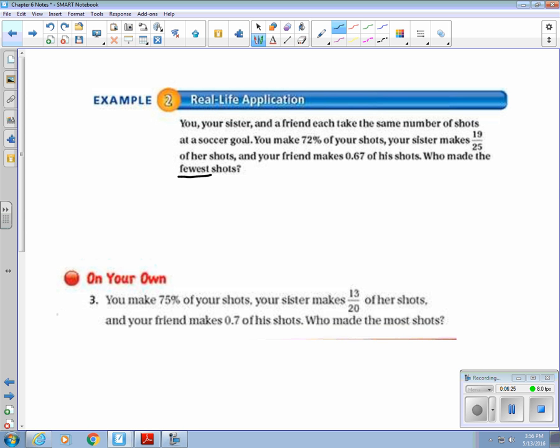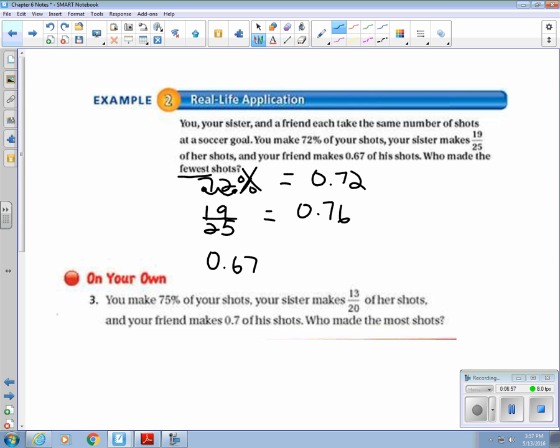So we have to compare these 3 numbers, and we're going to do that by changing them all into decimals. So you had 72%, your sister had 19/25, and your friend had 0.67. So I'm going to change them all to decimals. 72%, we're going to change to 0.72. 19/25, again, you can use your calculator, or you can do long division to get 0.76. And 0.67 is already in decimal form.